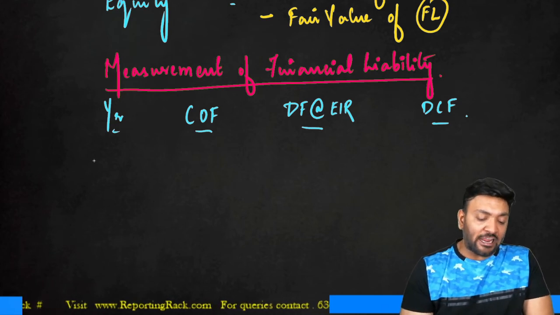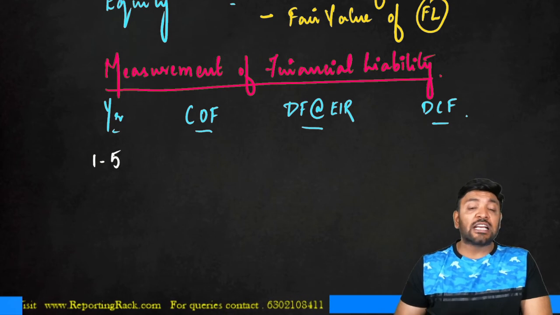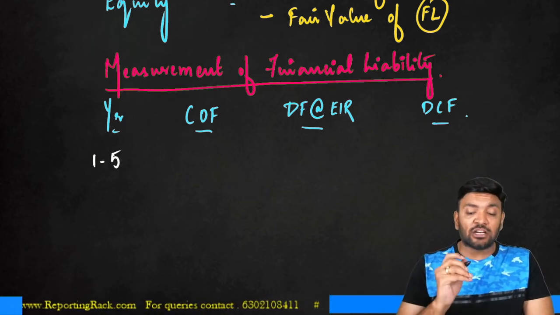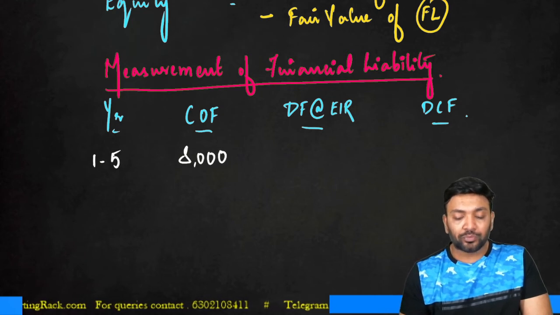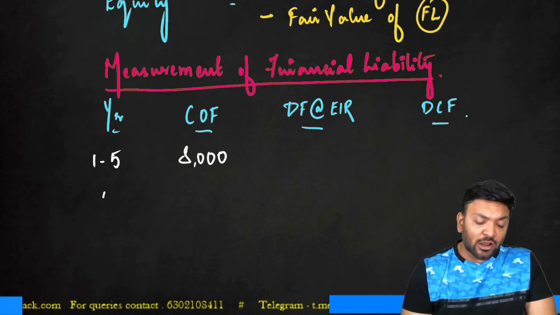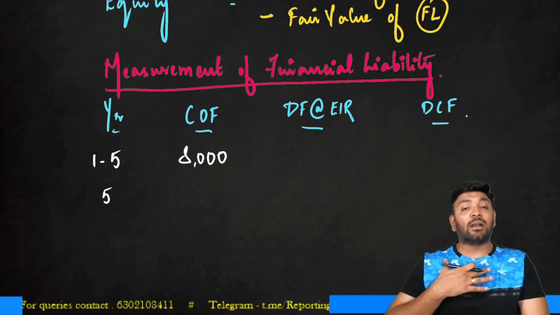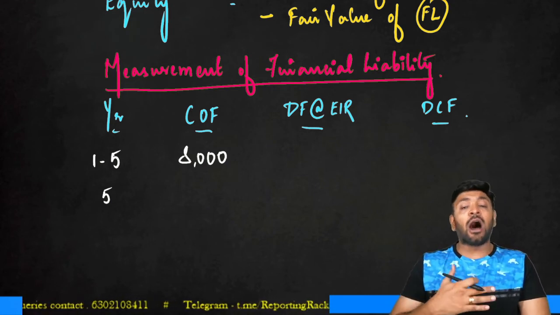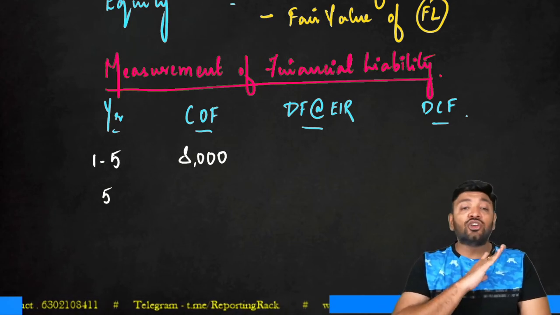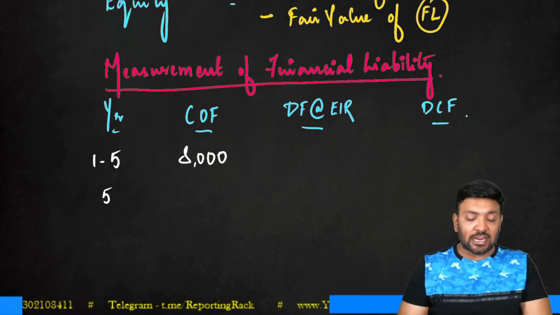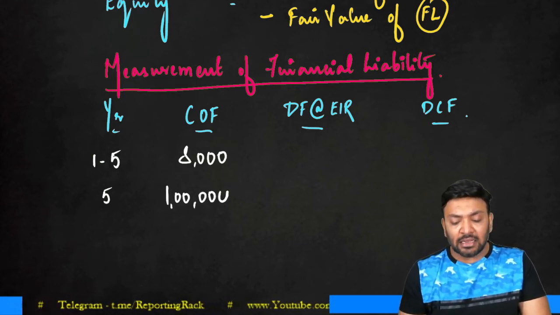Year 1 to 5, this fellow has a cash outflow which has to be paid to the extent of 8% on 1 lakh, which is 8,000. At the end of 5th year, since it is at the option of the holder of the instrument to demand for cash or to receive equity shares, it is not a putable instrument, it is a financial liability. So they have a right to collect back cash of 1 lakh at the end of 5th year.